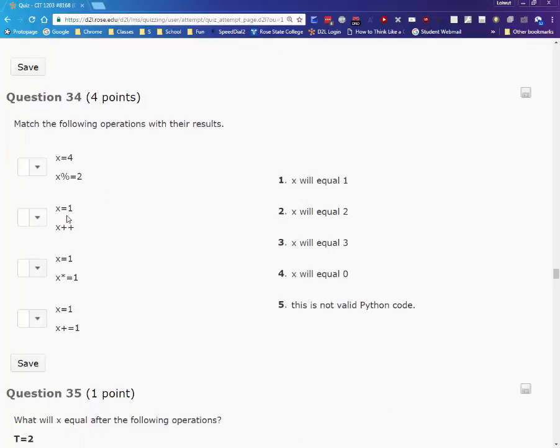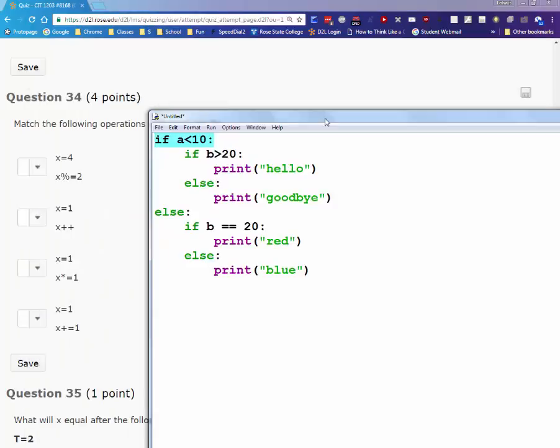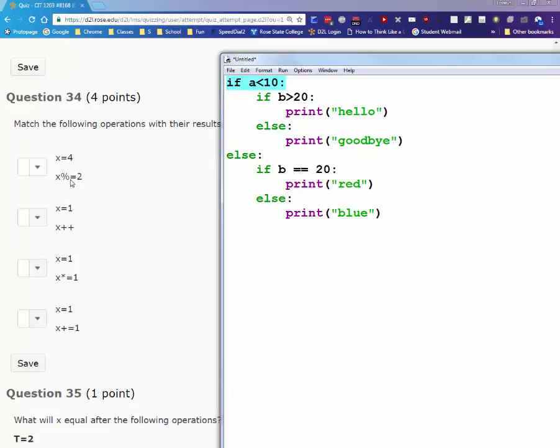So here's one of the questions that relies upon the compound operators. And it was worth 4 points. So if you miss some of these, then you lost some points on the exam. Knowing what we know now, if we're going to rewrite x %= 2, we would write it like this. X equals 4, x equals x modulus 2. Well, 2 goes into 4 evenly with no remainder. So in this case, x would equal 0.